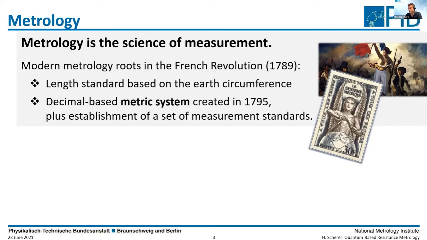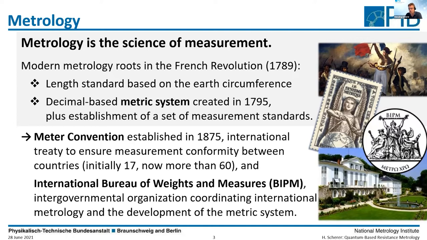And some more, let's say, novelties on measurement standards. Then there was the meter convention, the highest international convention, an international treaty to ensure measurement conformity between the countries, which was established in 1875, so really something like 100 years later. Initially, there were 17 member states, and now the meter convention has more than 16 members. And one of the organizations of the meter convention is the International Bureau of Weights and Measures. The abbreviation is BIPM, which is in Sèvres, close to Paris, an intergovernmental organization that coordinates international metrology and the development of the metric system.